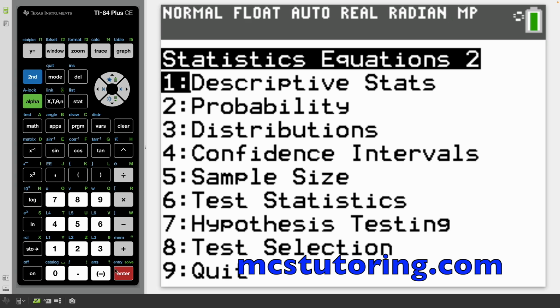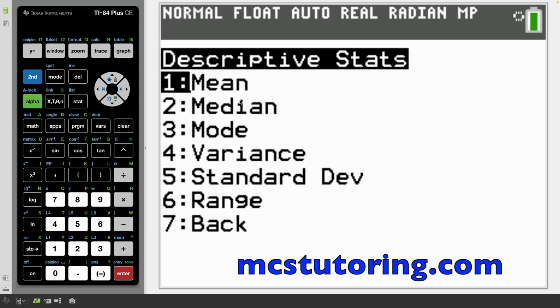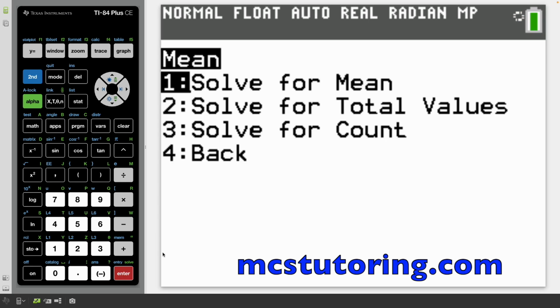I'll just dive right into it. Okay, so let's look at descriptive stats. It can give you the calculations for all these values: the mean, median, mode, variance, standard deviation, and range. And it's basically giving you the formulas.